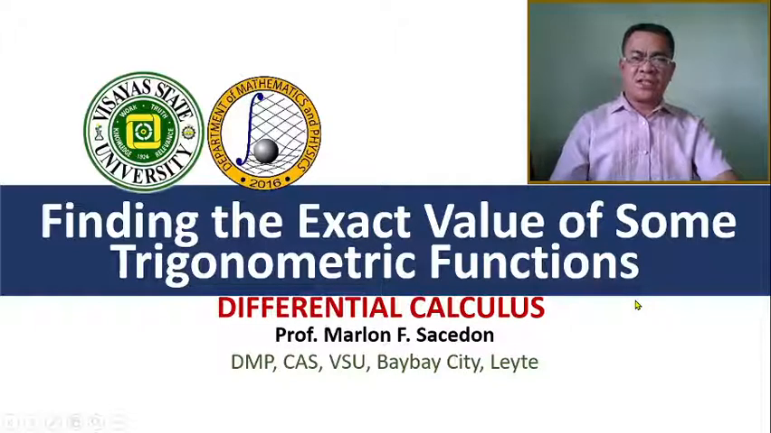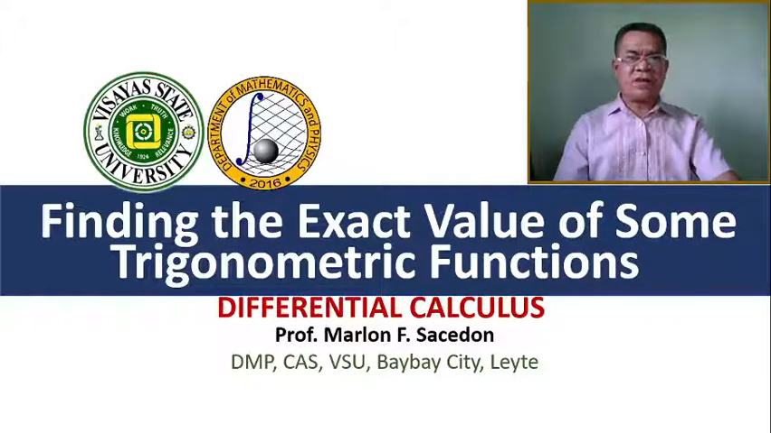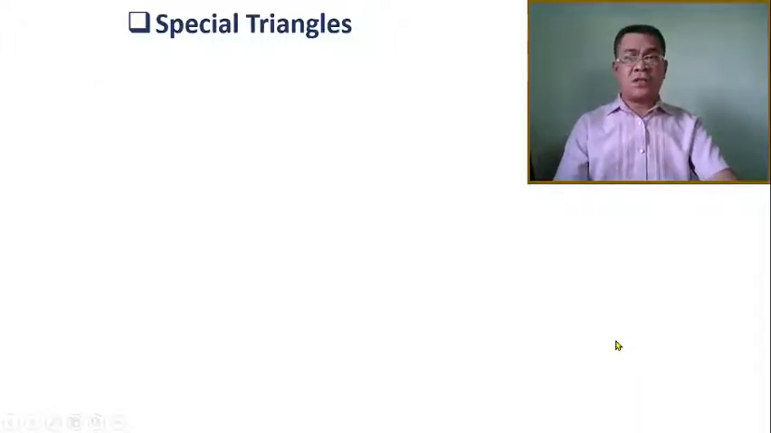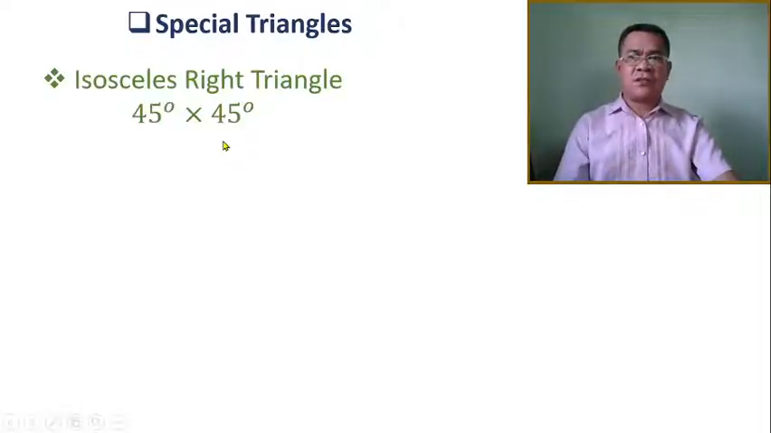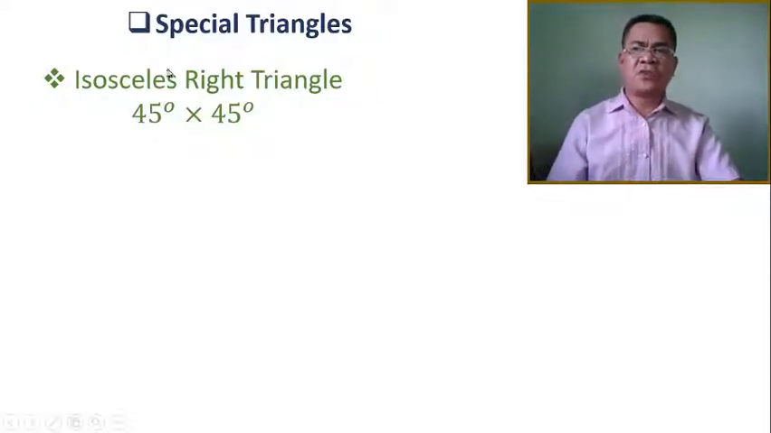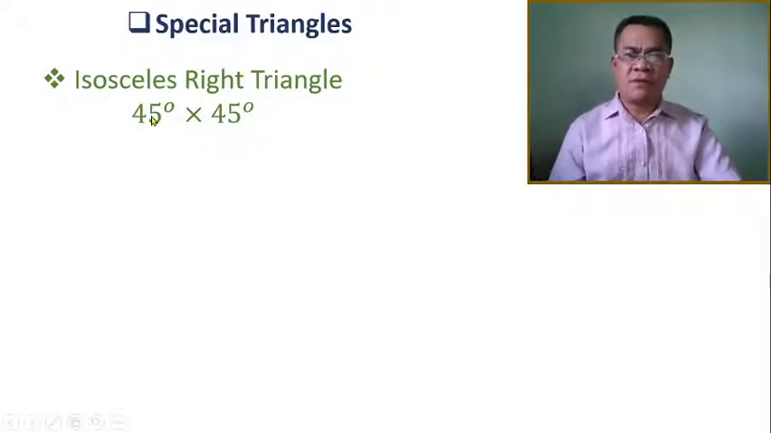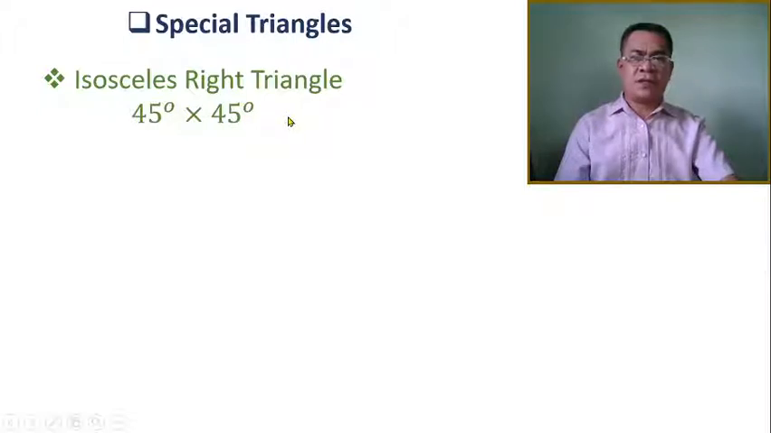In this video, we discuss the methods of finding the exact values of some trigonometric functions for given angles. Now, angles are special. Therefore, for all special angles, we can provide the exact values of the trigonometric functions. Special angles are taken from the isosceles right triangle. For an isosceles right triangle, we have 45, 45, and 90 degrees.